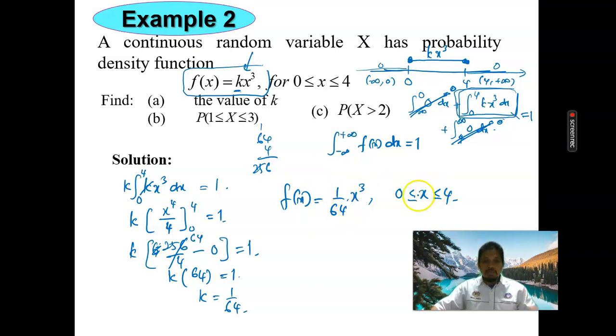Okay, now for the second question. The question here, and find the value of k. We already found it. Okay, k equal to 1 over 64. And then probability of x in between 1 until 3 and x greater than 2. So, probability of x.